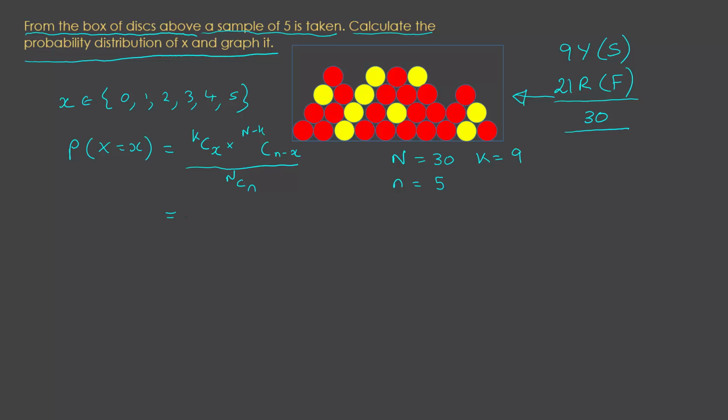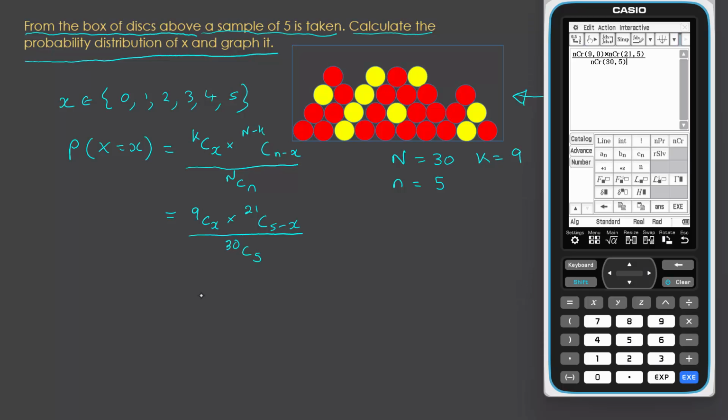So this is going to be 9Cx times 21C(5 minus x) all over 30C5. So probability X is equal to 0 would be 9C0 times 21C5. If we have no successes, we must have 5 failures, over 30C5.